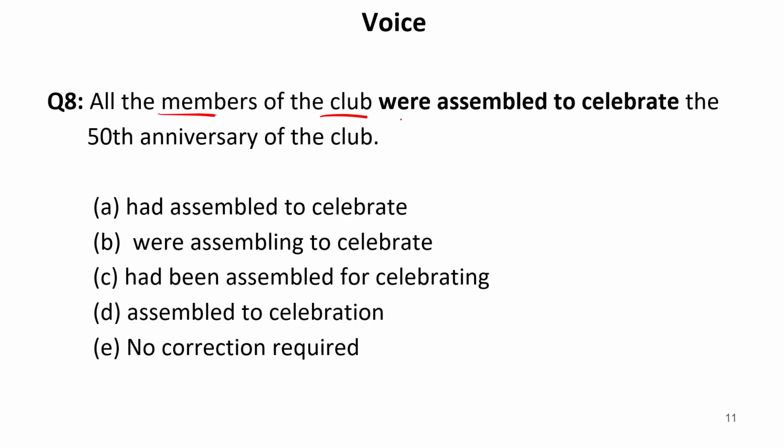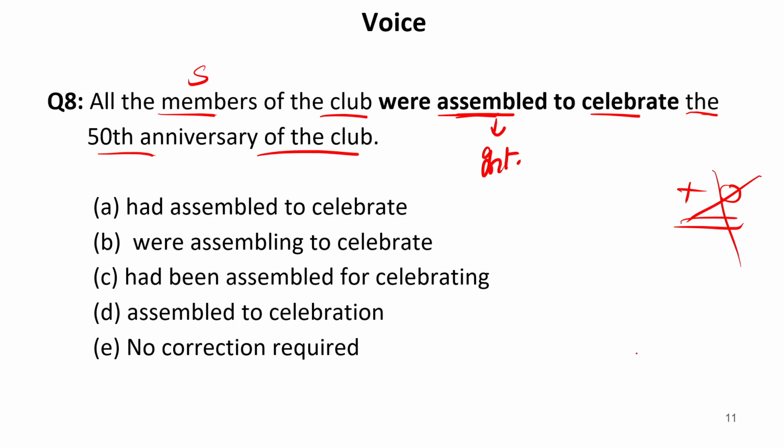All the members of the club were assembled to celebrate the 50th anniversary of the club. Now the subject is all the members. Assembled is an intransitive verb. It means we need not have any object over here. And if we do not have an object, there is no requirement of an object and the sentence will not be converted into passive as well.